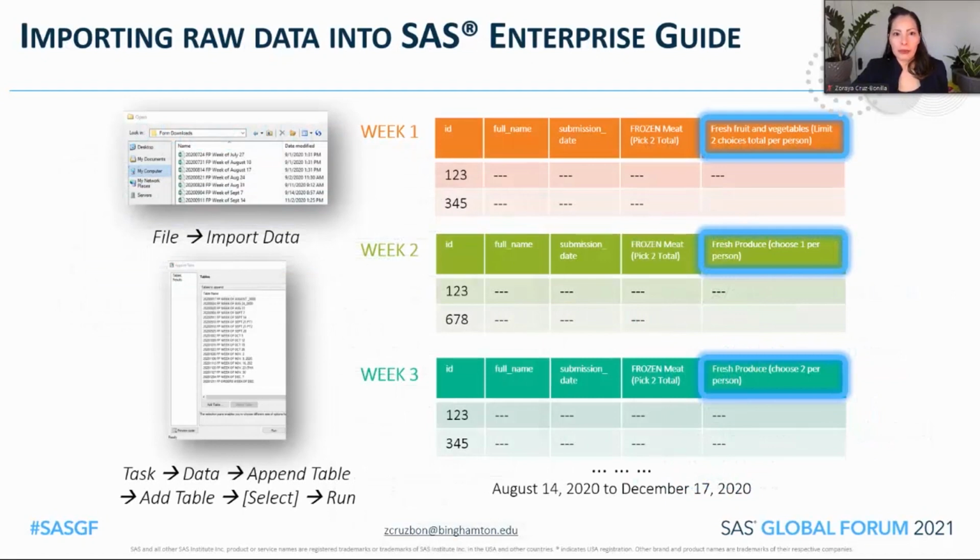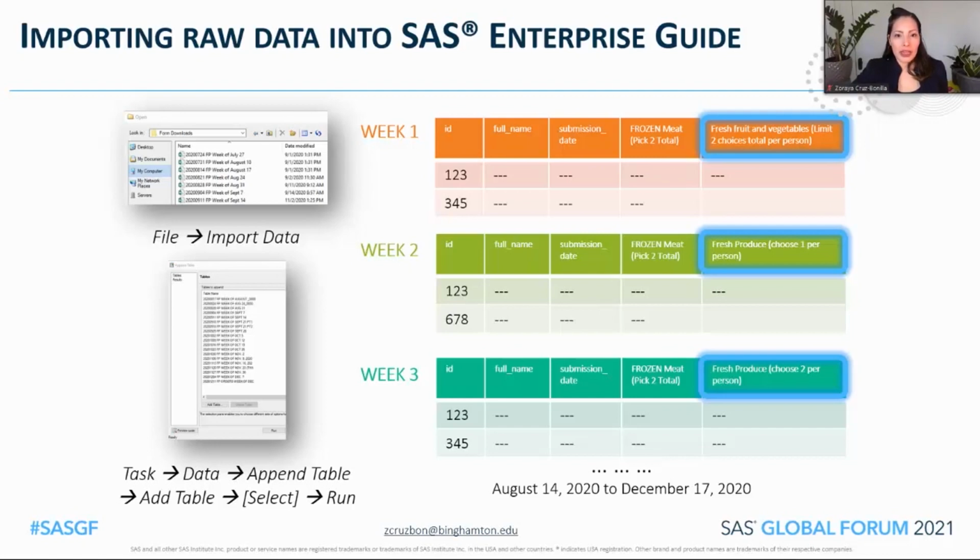The first step is to import each CSV file into SAS Enterprise Guide. And to bring everything together as one data set, the append table task must be invoked by clicking on Task, Data, Append Table, Add Table, select the imported files, and then run.